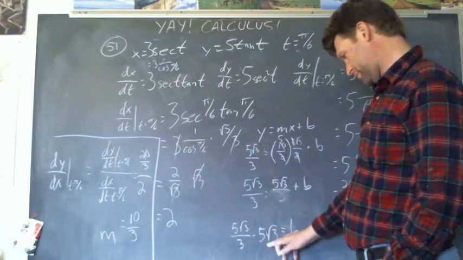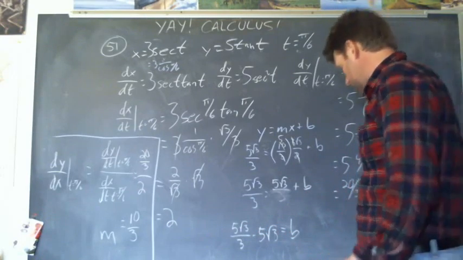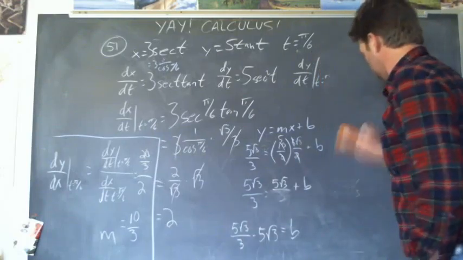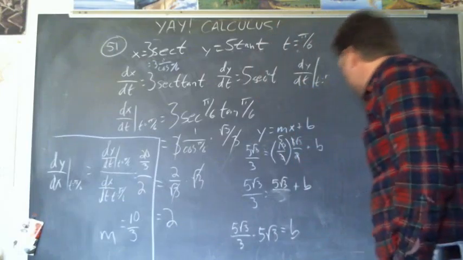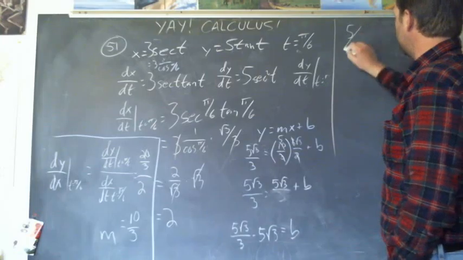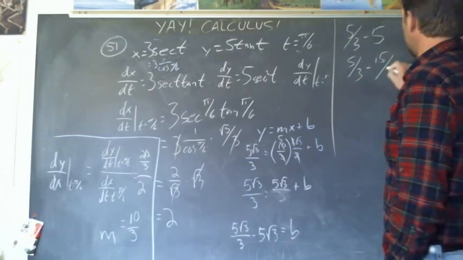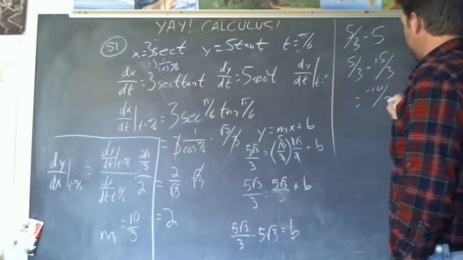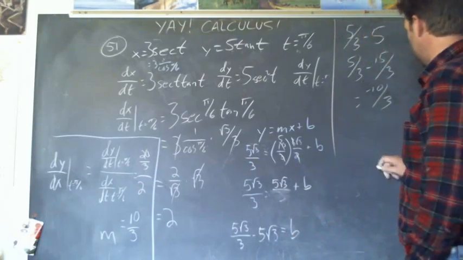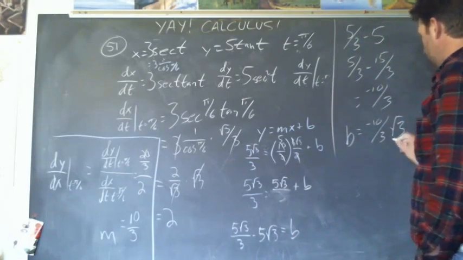And this is 5/3 minus 5 times radical 3. So 5/3 minus 5 is 5/3 minus 15/3, which equals negative 10/3. So that's the 5/3 minus 5. So our b is equal to negative 10/3 radical 3.